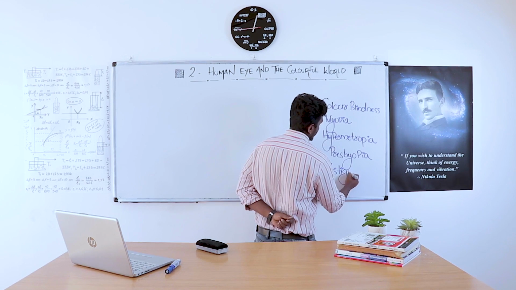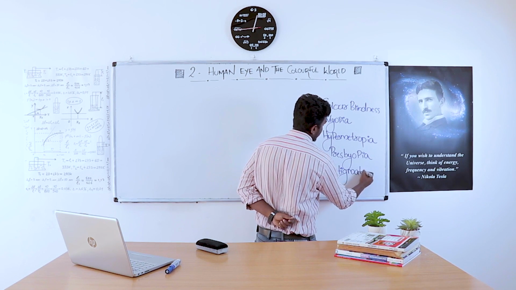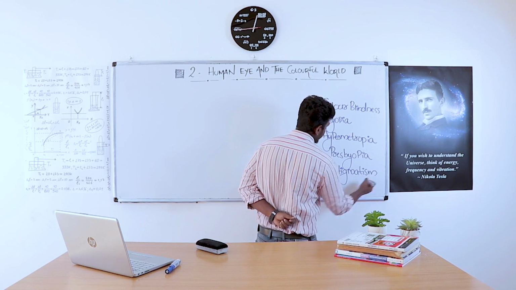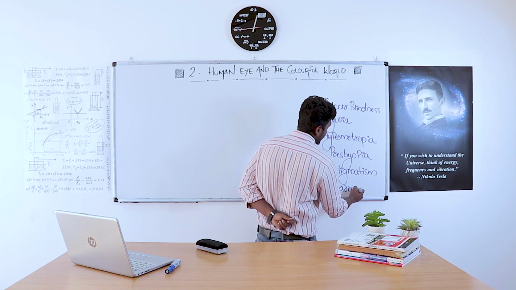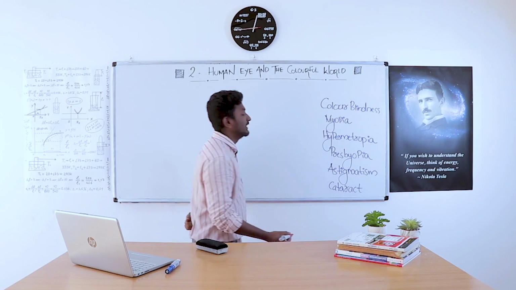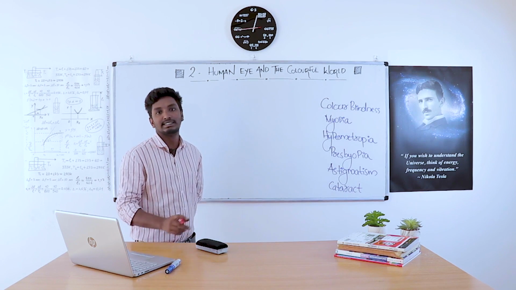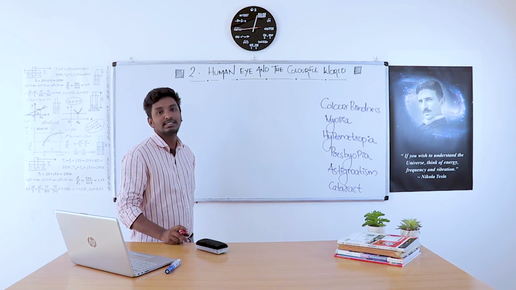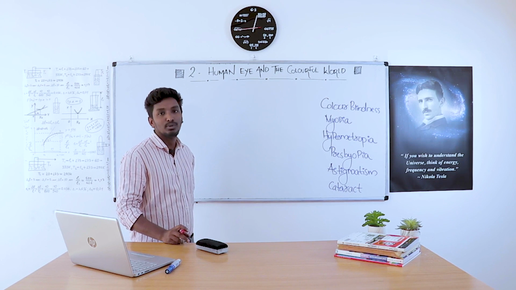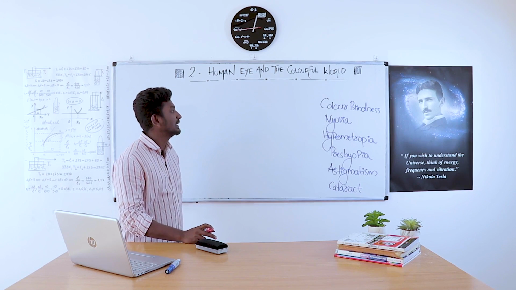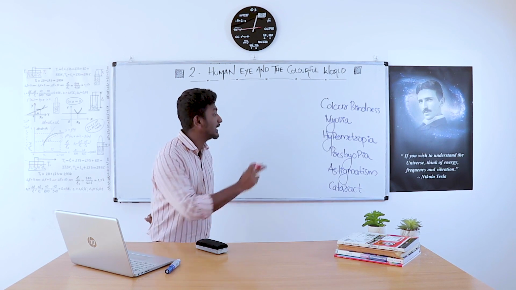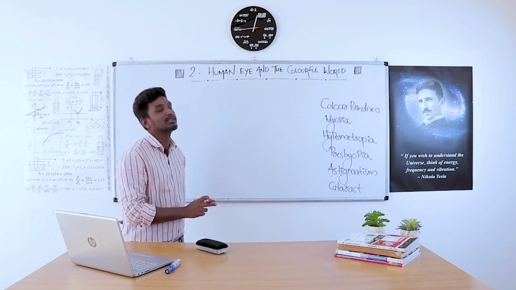And the fifth one is astigmatism. And the last is cataract. So we need to discuss these 6 defects that can harm the human eye. Which are the defects that affect the human eye? Color blindness, myopia, hypermetropia, presbyopia, astigmatism and cataract.